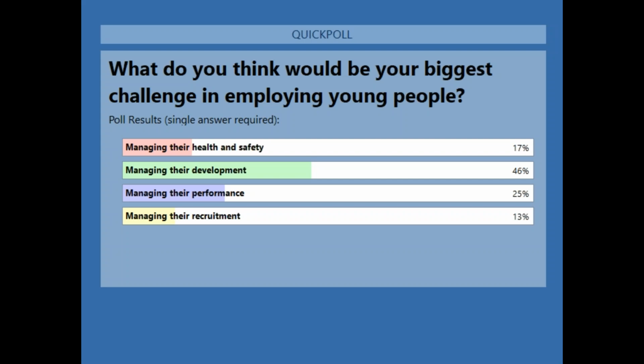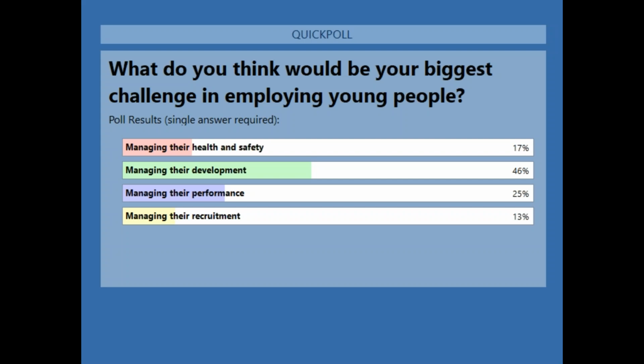So it's interesting that you're also finding that would be your biggest challenge, followed by the performance, which is always difficult because it's knowing where to draw the line and where you need to take some more serious action, isn't it? And health and safety and recruitment also pose their challenges.